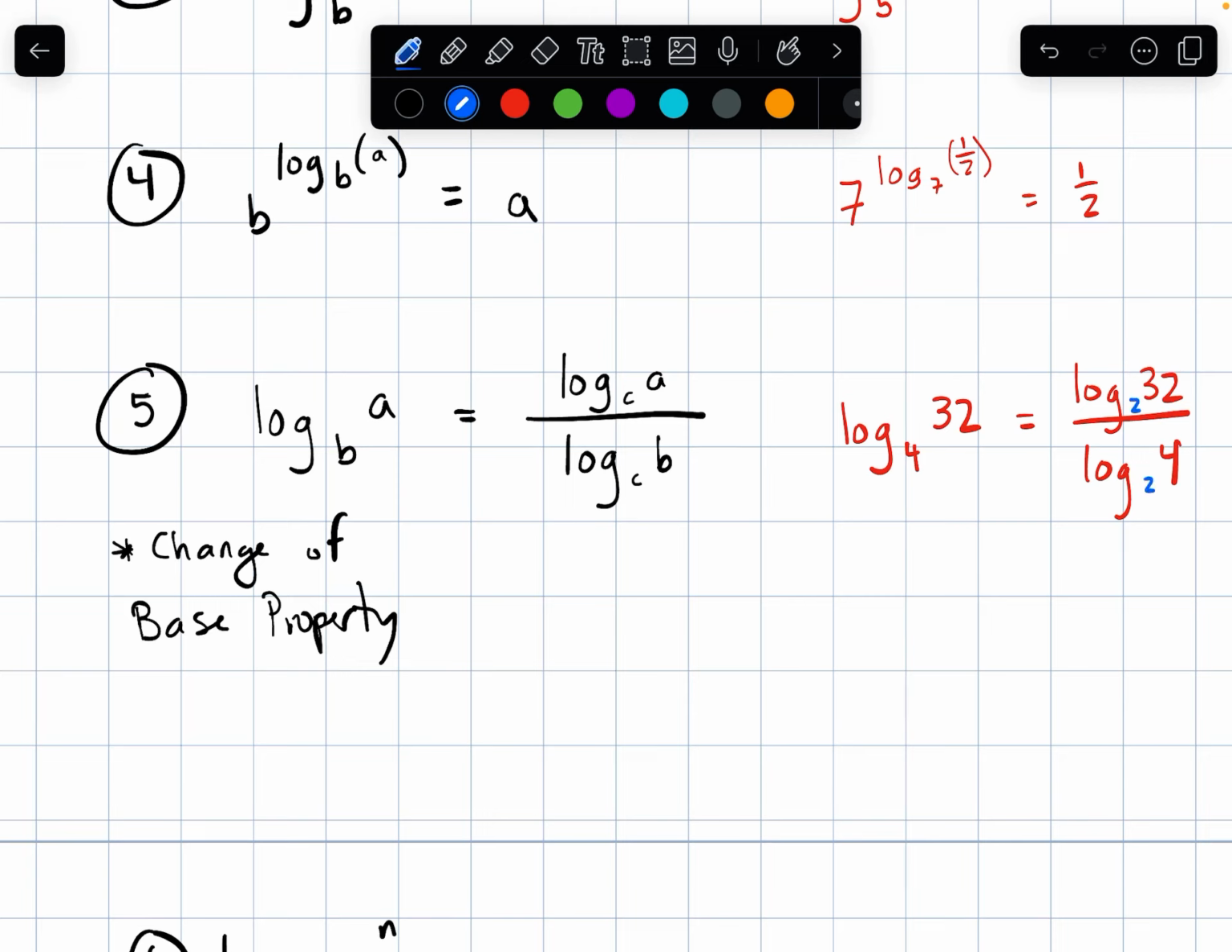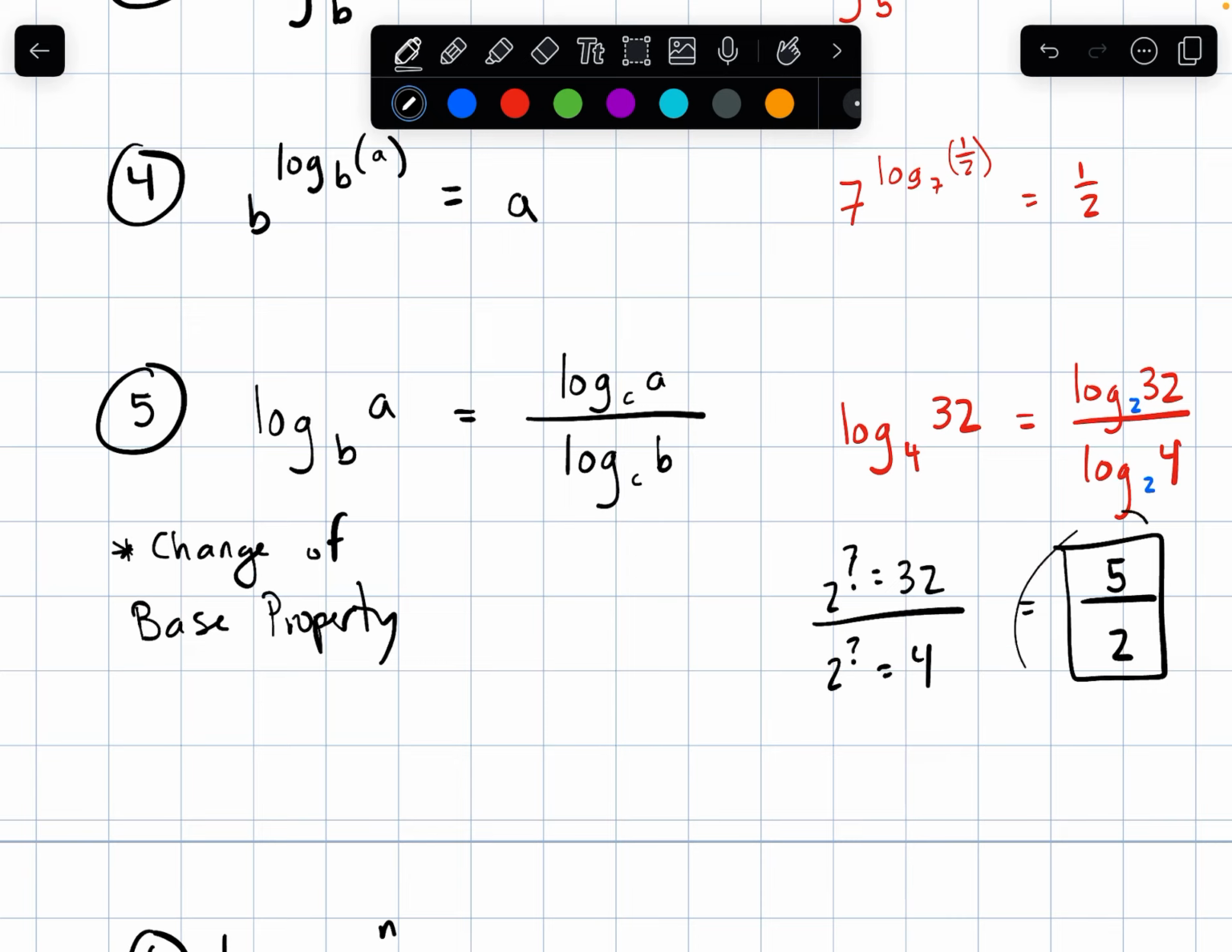This is helpful because now in the numerator I'm asking myself 2 to what power is 32, and in the denominator I'm asking myself 2 to what power equals 4. And I know that 2 to the 5th power is 32, 2 to the 2nd power is 4, so this would reduce to be 5 halves. So using the change of base property is very useful to get rid of a logarithm and just change it to a number. You sometimes will get a fraction, that's okay.